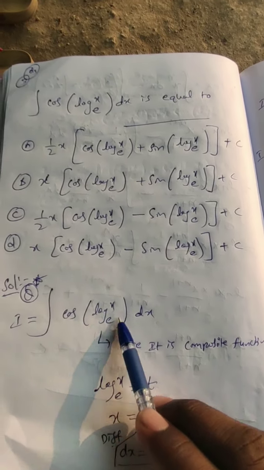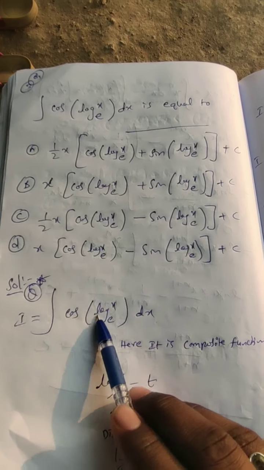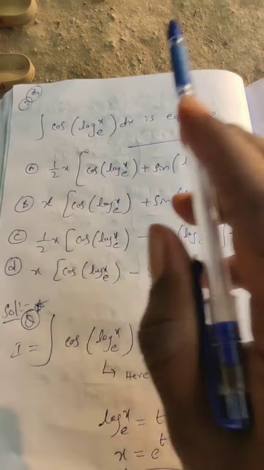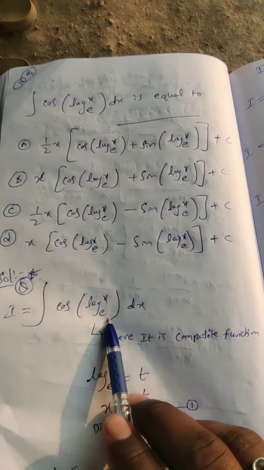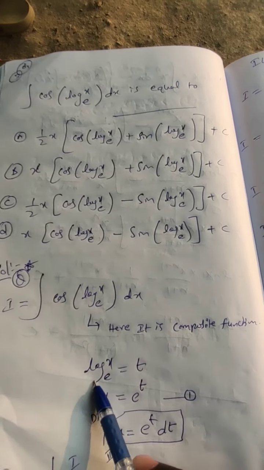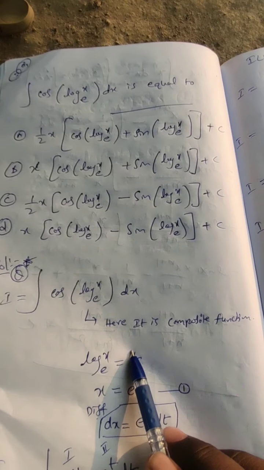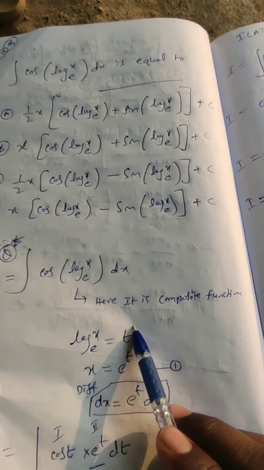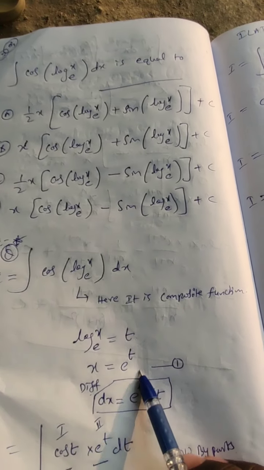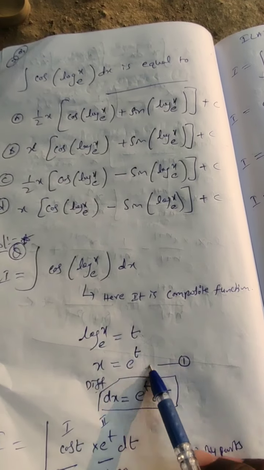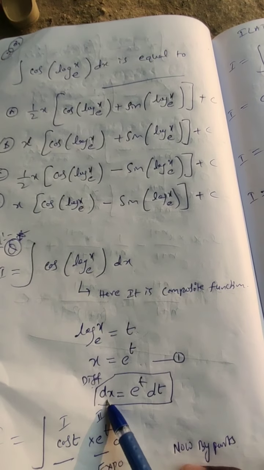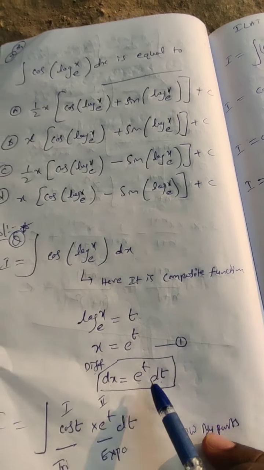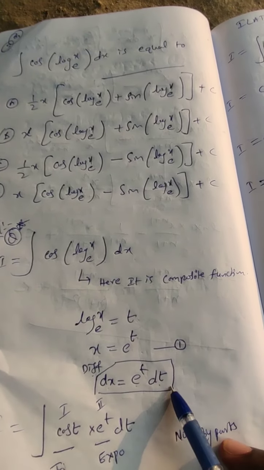So every composite function you have to convert into a product of functions, then you have to do integration. Let us take this under bracket, log x with base e is t. Then exponential function: t carries here, x comes here, so x is equal to e power t. Now differentiate this. x differential is dx, e power t differentiation is e power t dt. Means dx is equal to e power t dt.